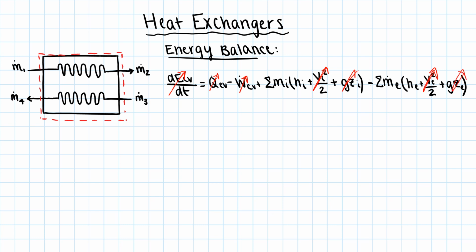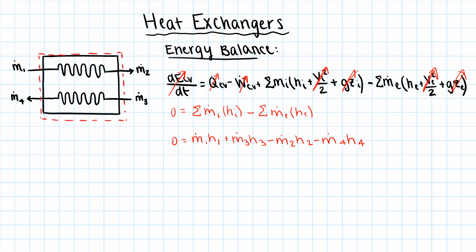And so what that's going to leave us with in this equation is that you are going to have 0 equals the sum of your mass flows into the system times the enthalpies minus the sum of the mass flows leaving the system times their enthalpies. And so that is going to bring us to 0 equals m dot 1 h1 plus m dot 3 h3 minus m dot 2 h2 minus m dot 4 h4.